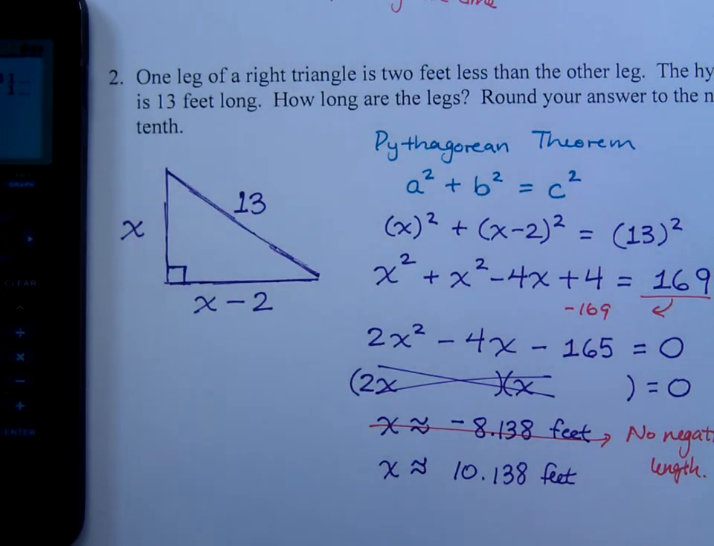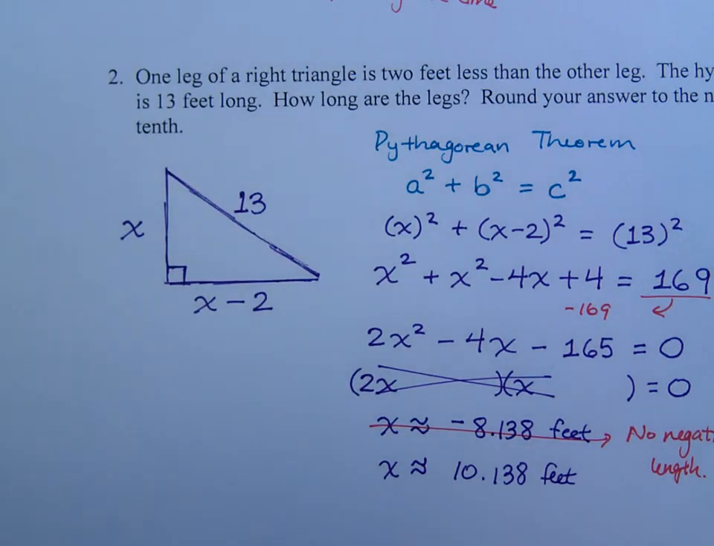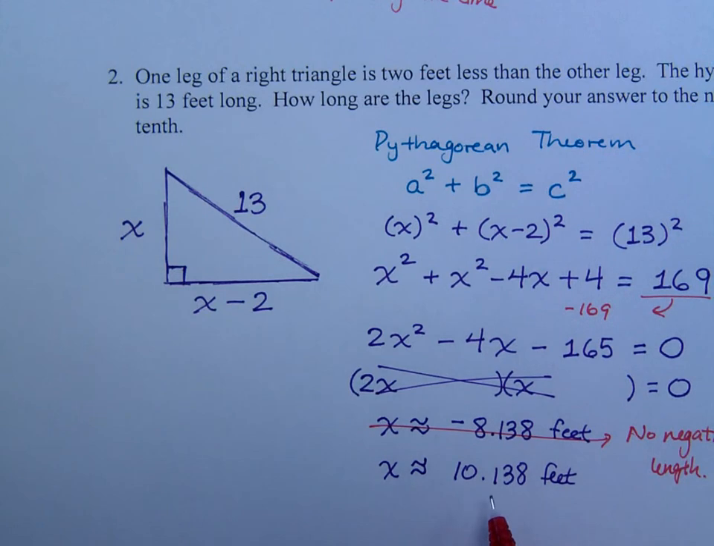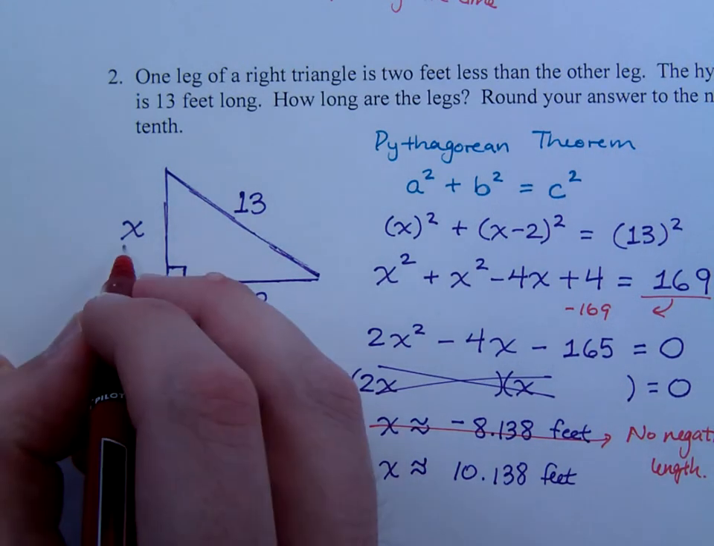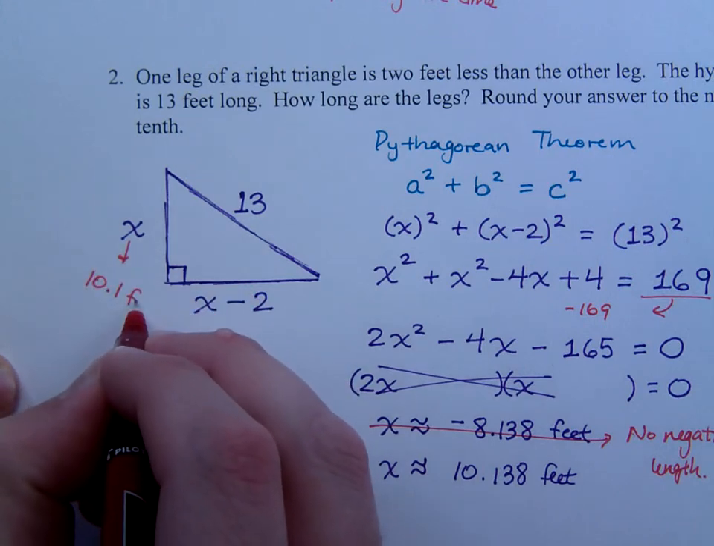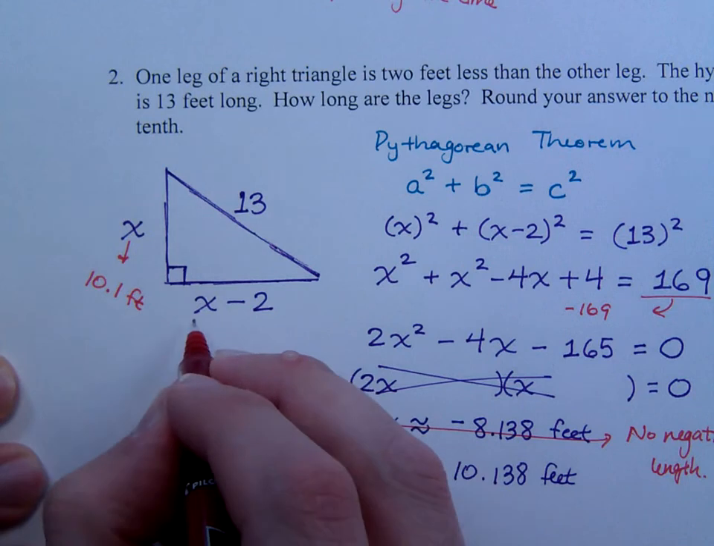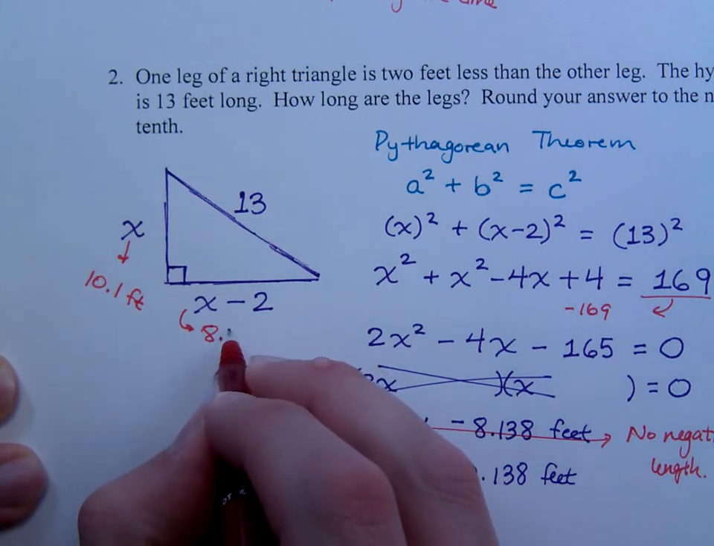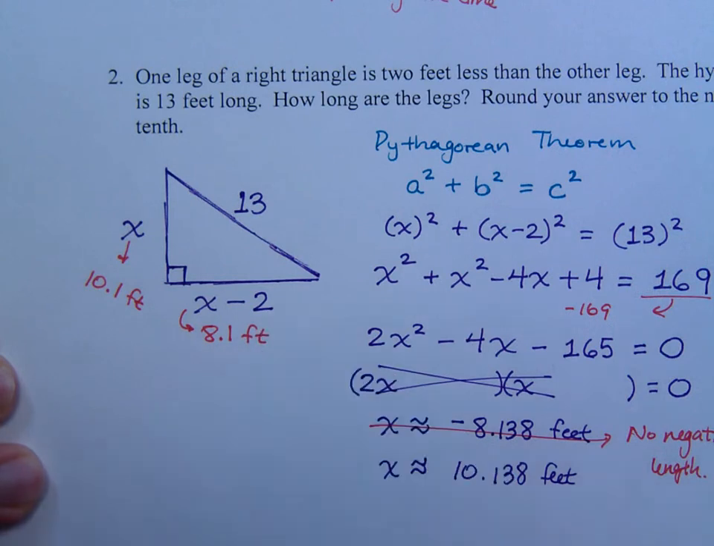So the question here says round your answer to the nearest tenth. So how long are the legs? If I round to the nearest tenth, this should be 10.1. So it means this guy here is going to be 10.1 feet, and this guy's going to be 2 feet less than that, so that's about 8.1 feet when I round.